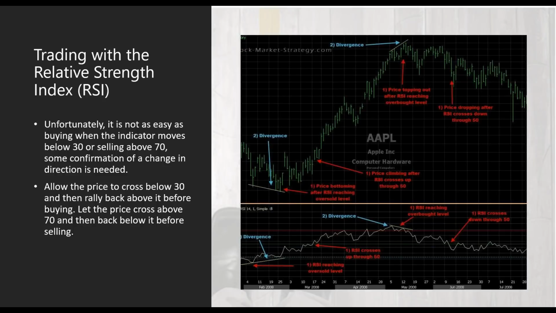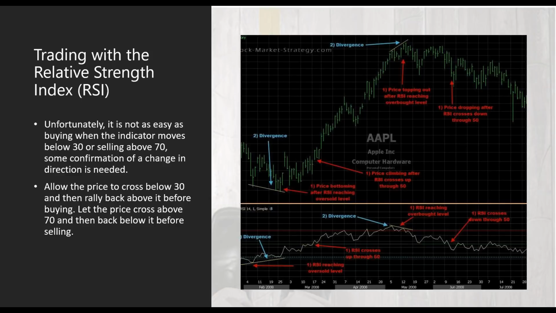Unfortunately, it's not as easy as buying when the indicator moves below 30 or selling when above 70. You need to confirm these. They're like tapping you on the back of the head and saying, okay, here's an alert. Let's start getting prepared, or let's start verifying this. So we want to allow price to cross below 30 and then rally back above it before buying. Let the price cross above 70 and then back below it before selling. So we don't want to just act or react to 30.